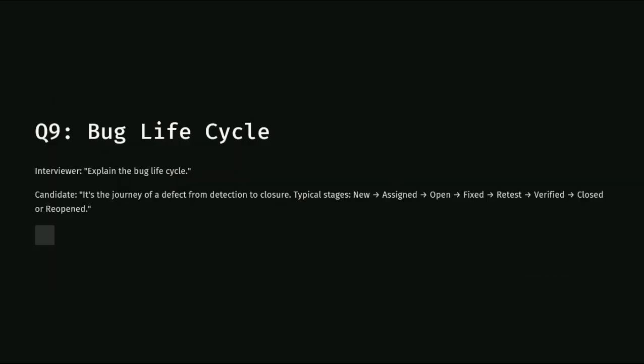Question number 9. Bug life cycle. So, explain the bug life cycle. Candidate: It is the journey of a defect from detection to closure. Typical stages: new, assigned, open, fixed, retest, verified, and close or reopen. So this is the life cycle of a bug.